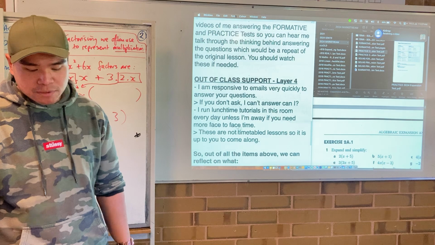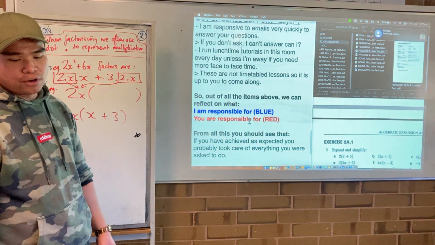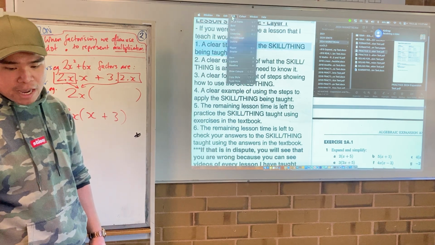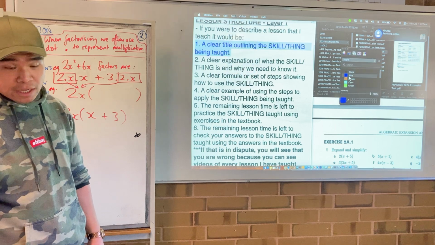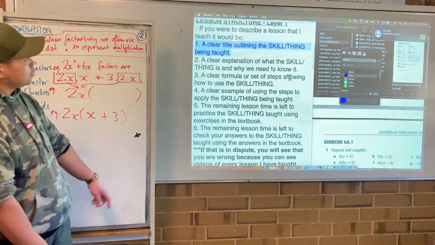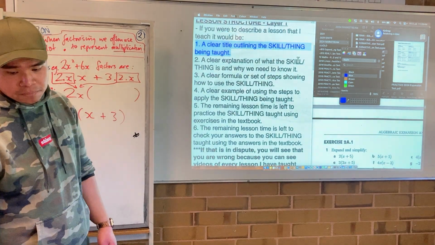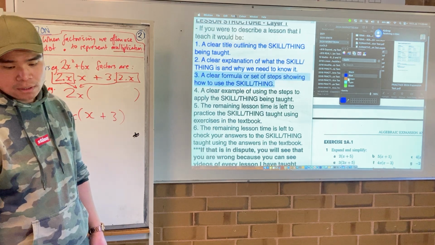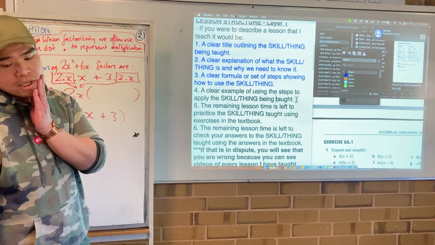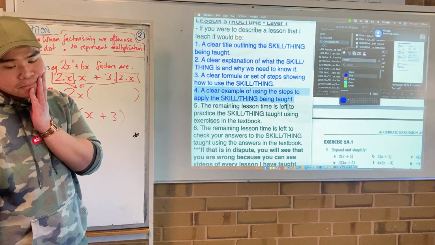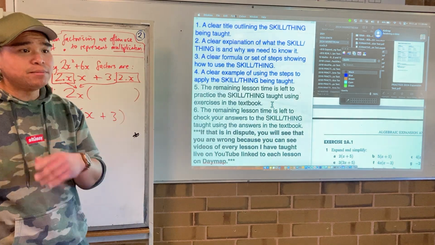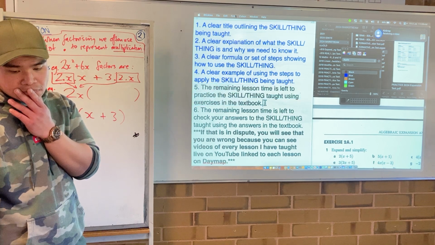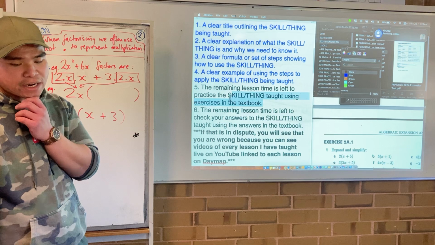Right? So out of all the items above, can we reflect on what am I responsible for? Am I responsible for having a clear outline? You agree? I have to have a plan and know what the hell I'm doing, don't I? Yeah. Am I responsible for the clear explanation? Yeah. Am I responsible for giving you formula instead of steps? Yeah. Am I responsible for giving you examples? Am I responsible for making sure you have time to do the practice? But who's responsible for actually doing the practice?